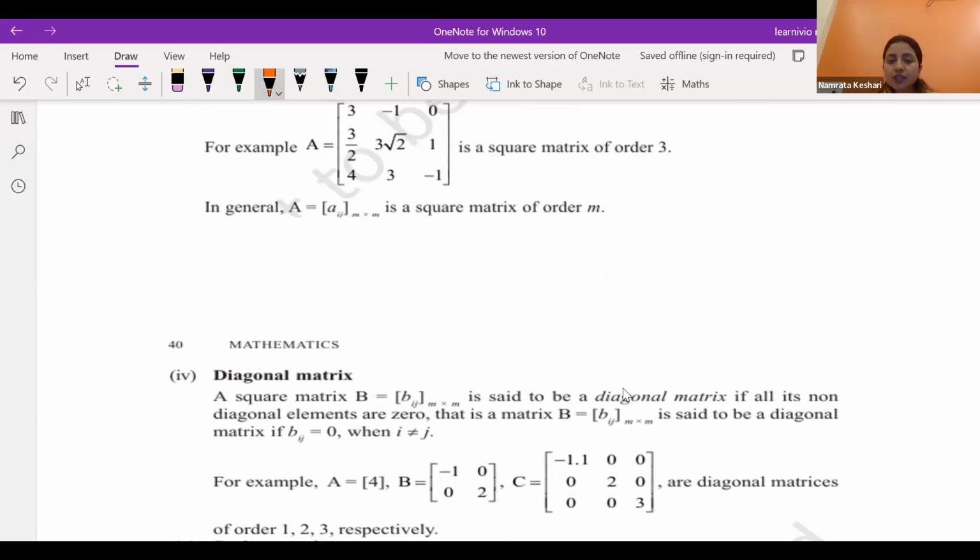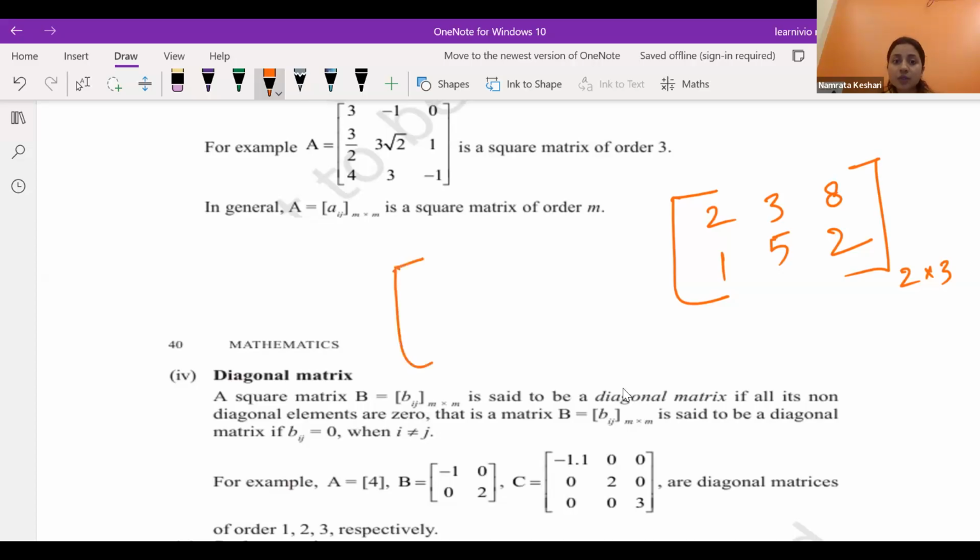If your matrix looks like this, suppose you are having 2 1 3, 5 8 2. What is the order of this matrix, Ibrahim? How many rows are there? One, two. Row by column, and 1, 2, 3. 2 by 3, a 2 by 3 matrix we are having. Here if I ask you, Ibrahim, what are the diagonal elements, will you be able to say clearly? No, we can't say. But in a square matrix, 2 1 3, 5 1 4, 8 7 9, here you will be able to say that this is the diagonal of this square.